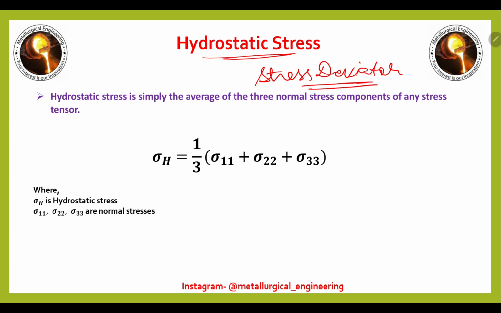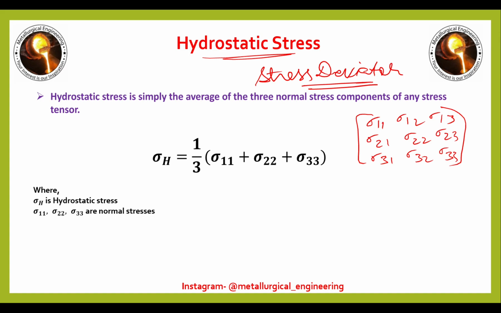Stress deviator. So we see a matrix like sigma 11, 12, 13, sigma 21, 22, 23, sigma 31, 32 and 33. Through this matrix we can see which components we need to calculate the hydrostatic stress, and the rest we need to calculate the stress deviator.